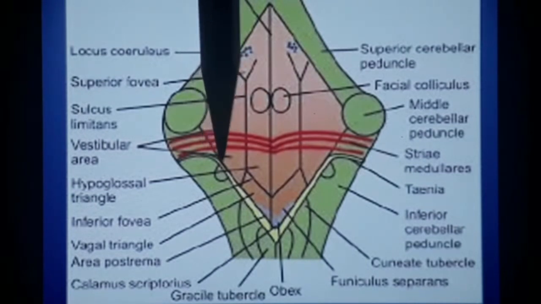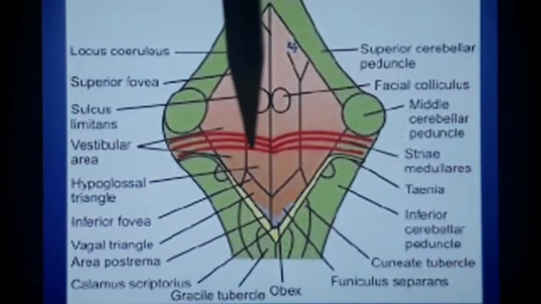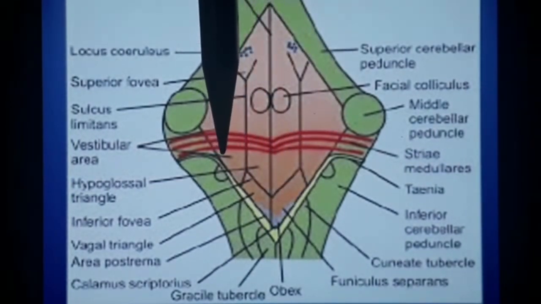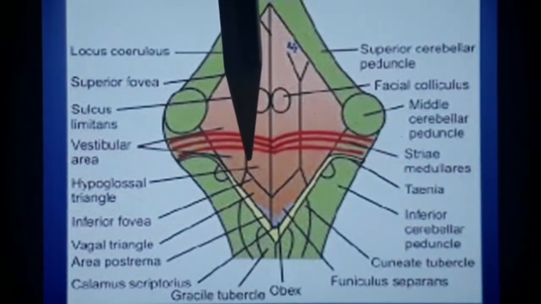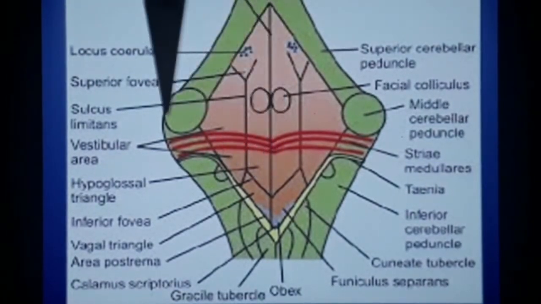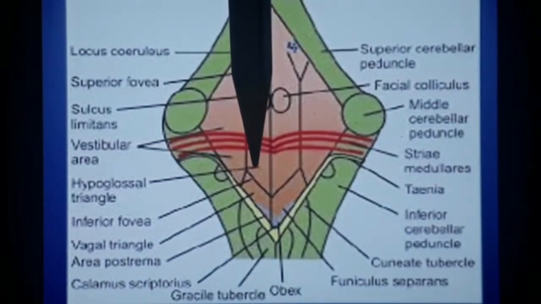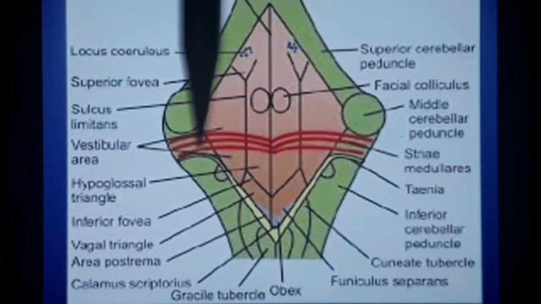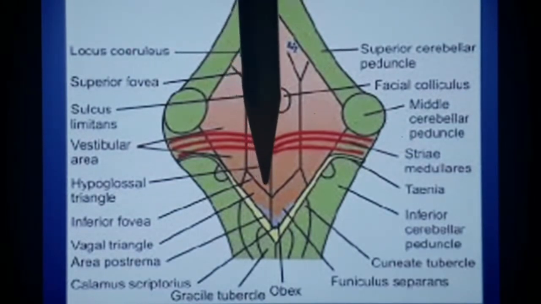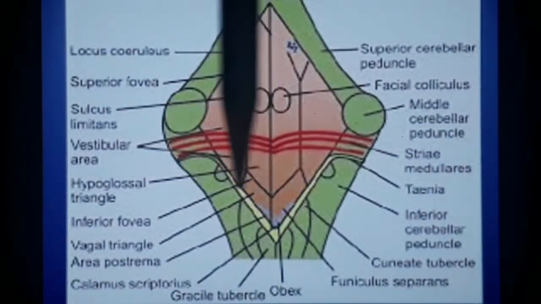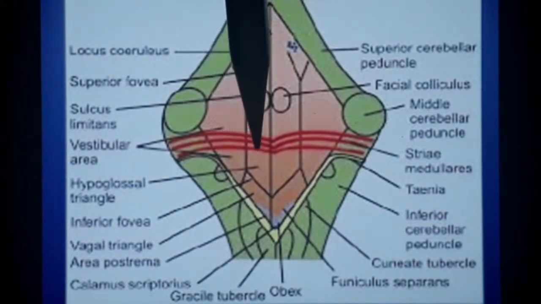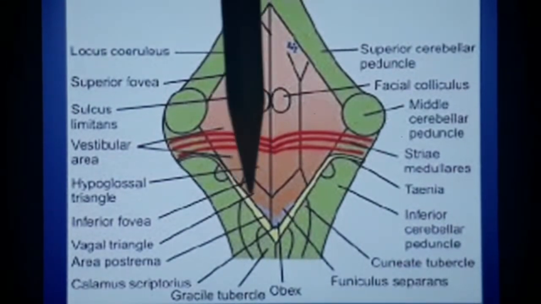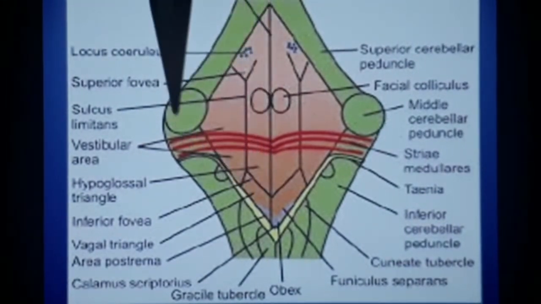Moving on to the inferior part of the floor of the fourth ventricle, which is formed by the posterior surface of the medulla. So this will contain two important triangles. Superiorly the hypoglossal triangle, inferiorly the vagal triangle, or you can say medially the hypoglossal triangle, laterally the vagal triangle.